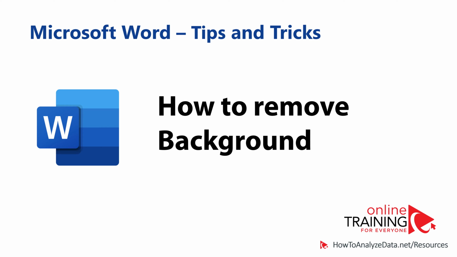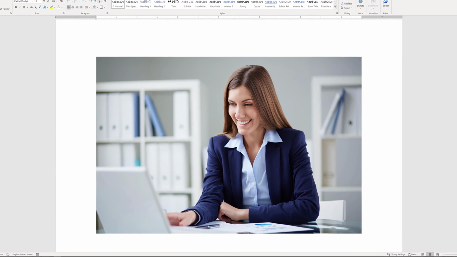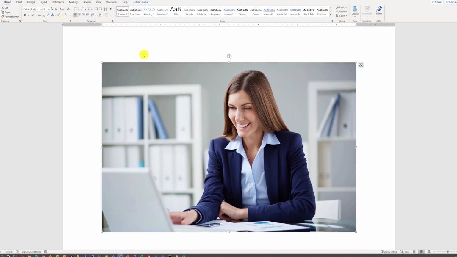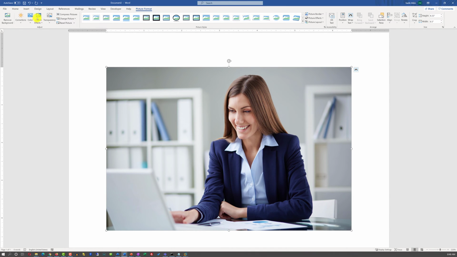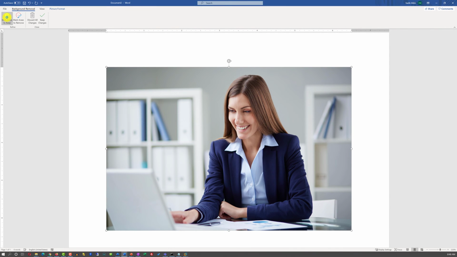Sometimes you may need to remove background in Microsoft Word documents picture. Let's say I have a document open with the picture of the beautiful lady, and I would like to remove the background in this picture. To do this, I am going to select the picture, click Picture Format, and click Remove Background option.